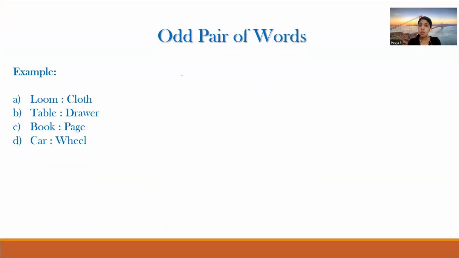So the next category is odd pair of words. Till now you were given just a single word. Here you have to choose the pair of words that have some relationship between them, but one of them doesn't fit in the remaining relationships.